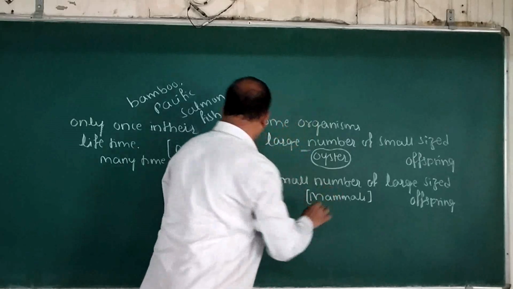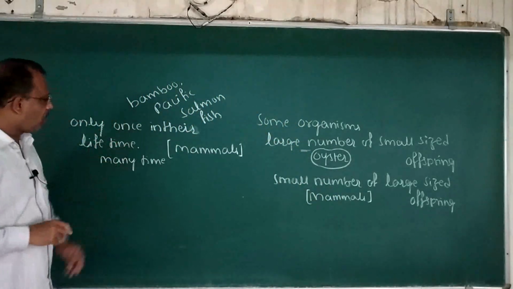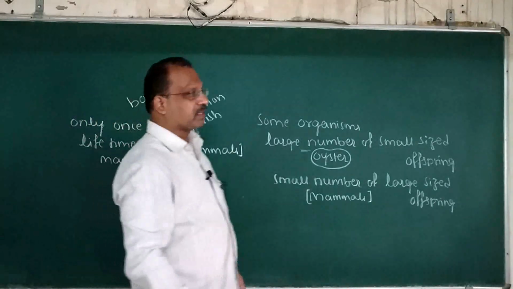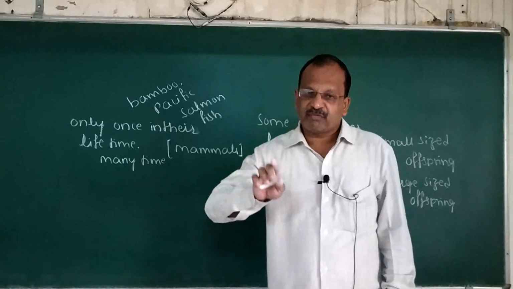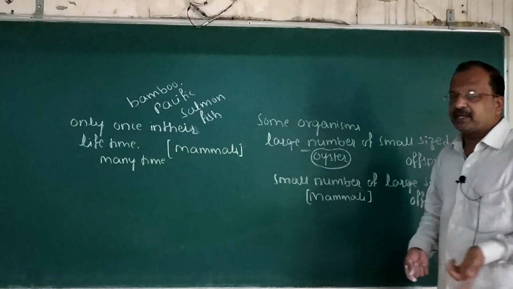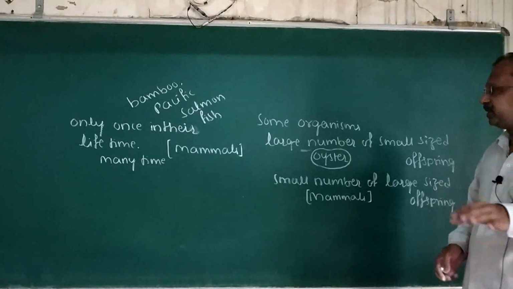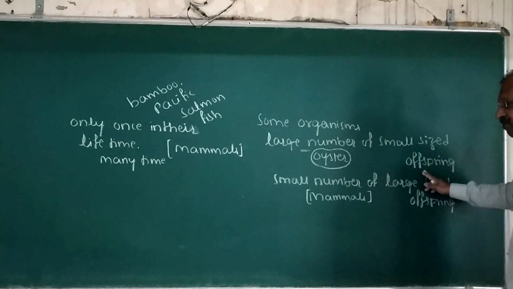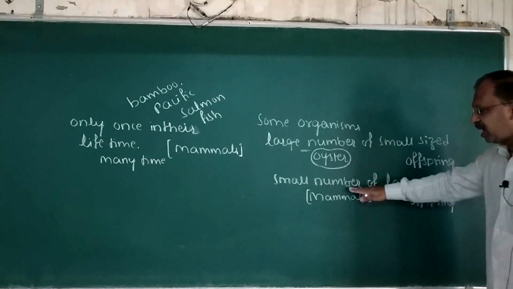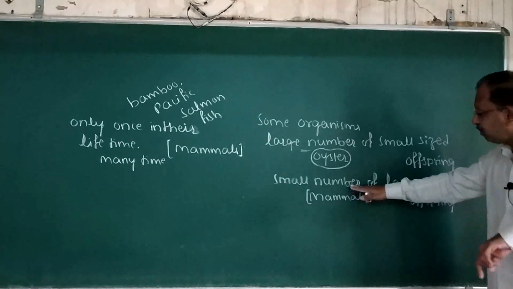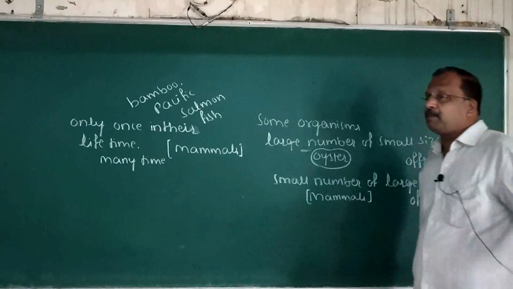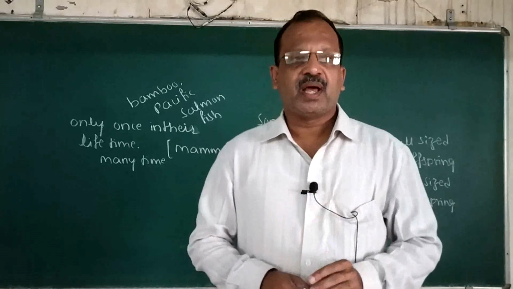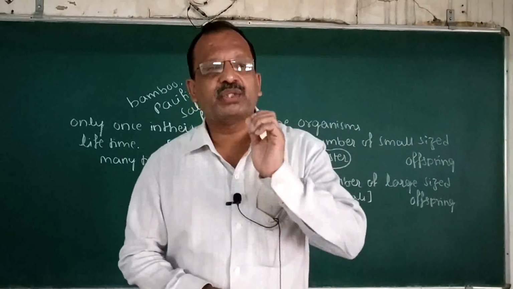So I have to take care of 2 points. One which I covered is that there are some organisms which will breed only once in their lifetime, and other organisms will produce many offspring many times, or they will breed many times in their reproductive time. Some organisms will produce a large number of small sized offspring. Example is oyster. And other organisms will produce a smaller number of large sized offspring. Example is mammals.